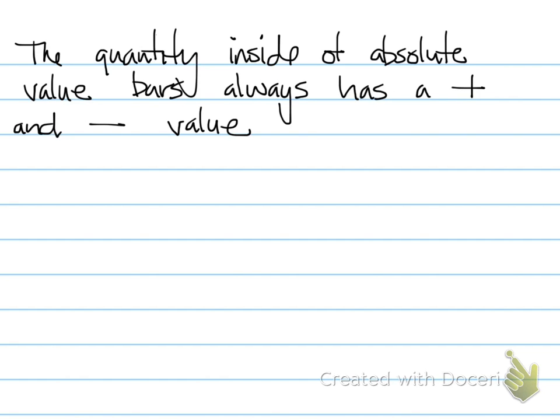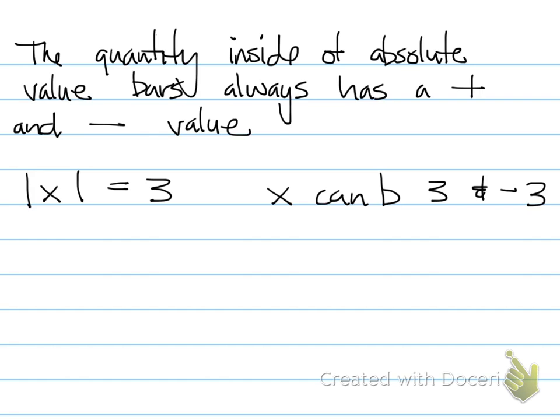Now, the quantity inside of the absolute value bars, for the reasons stated on the previous slide, always takes on a negative and also a positive value. For example, the absolute value of x equals 3. If x's distance from 0 is 3, then what is x's value? There are two numbers on the number line that have a distance from 0 of 3: positive 3 and negative 3.